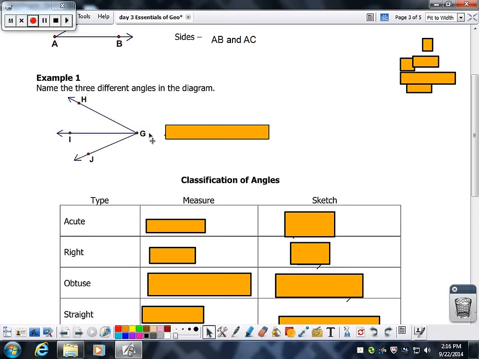So in this picture here we have 3 different angles. Let's see if we can name them. The first one is angle HGI, which is this angle. The second one we have is angle JGI, which is this angle on the bottom. But then there's a larger angle there, and that is angle HGJ. Again, the vertex is always listed in the center. We can't just say angle G here because there are 3 different angles. We wouldn't know which one we're talking about.